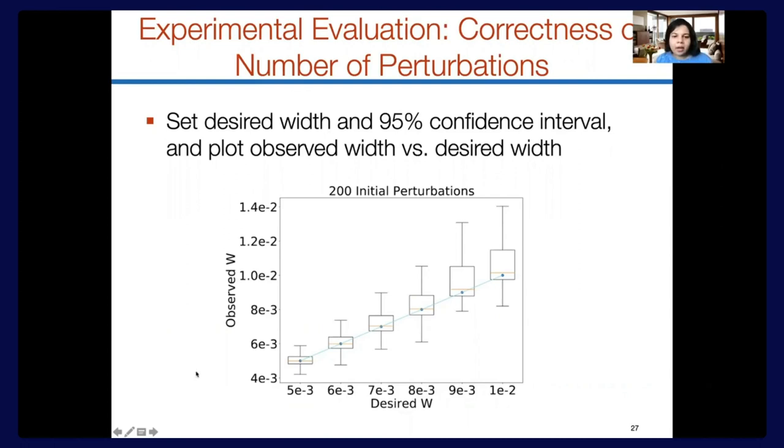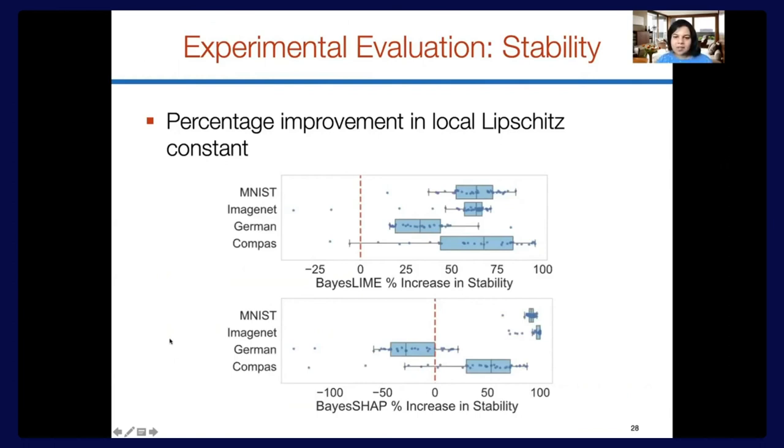Okay, so the next one is we also checked for the stability of the explanations. Here we computed the percentage improvement over Lyme and Schapp with respect to the estimate of the local Lipschitz constant, which determines how much the explanation changes given a small change to an instance, right? What we see here is that in Bayes Lyme, we observe quite a bit of increase in stability compared to Lyme, across all four data sets: MNIST, ImageNet, German, and Compass.